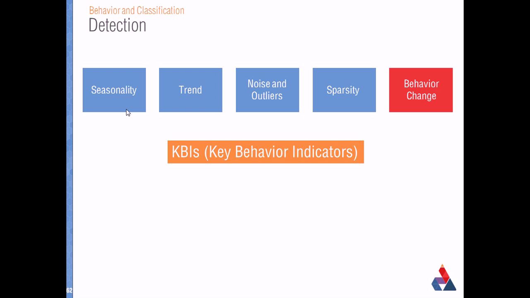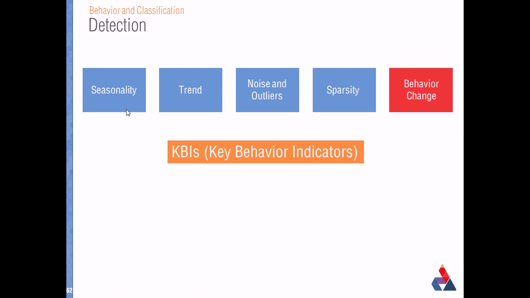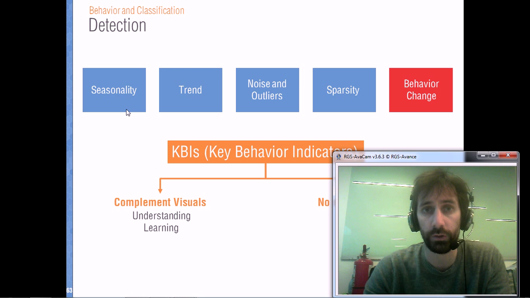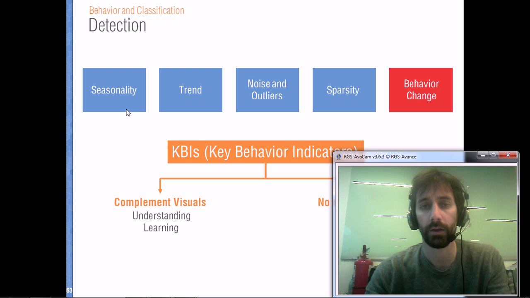So this is why we have what we call KBIs, or key behavior indicators. They are metrics, they are quantitative, they are objective, and they will let you know about all these 5 different components and the strength of each one of them. And KBIs are useful to complement visuals. So basically, if you're looking at something, you have the support of the KBIs to help you understand what you're looking at. Sometimes it's not easy when you're looking at it visually, in a qualitative way.